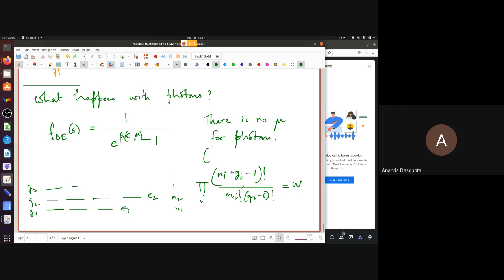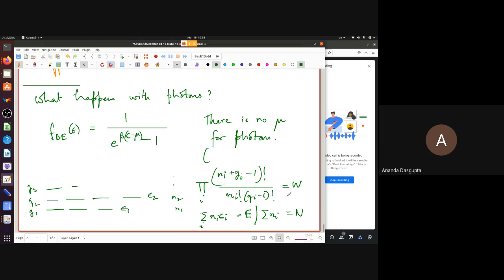What you did was to maximize this W, or rather log of this W, because that's easier to handle. But you had these extra conditions. You had the conditions that if you add up this, you're going to get the total energy of the system, which is fixed. And if you were to add up this, you will get the total number of particles in the system, which is also fixed. But this is not for the photon. This is for general bosons which have conserved numbers.